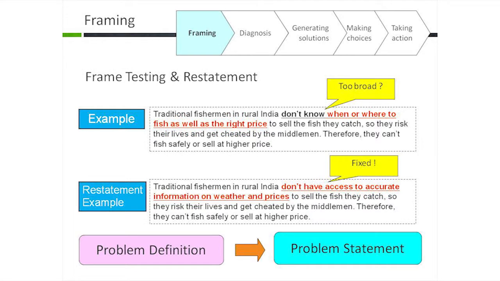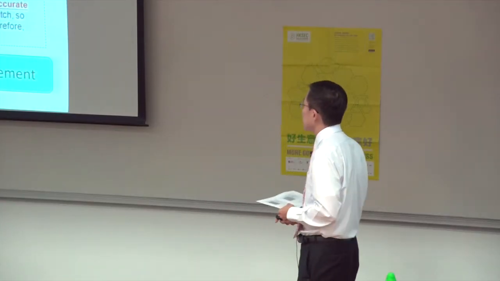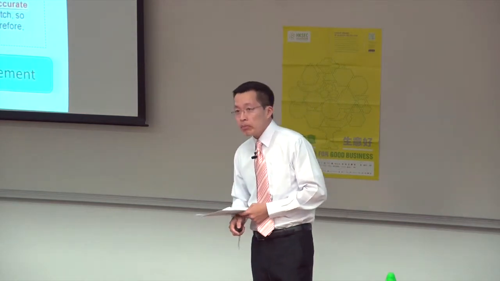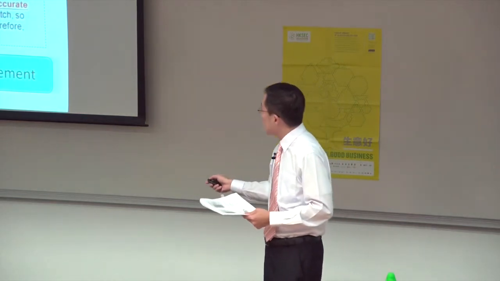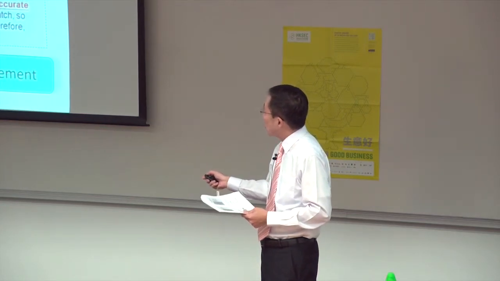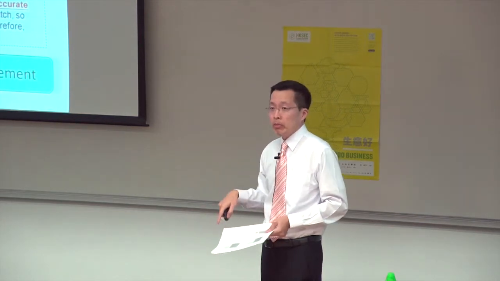So a better example, if you want to restate the problem, you may rewrite it as: traditional fishermen don't have access to accurate information on weather and price. Now, these red underlined words, when you contrast them with the first one, you find the difference.